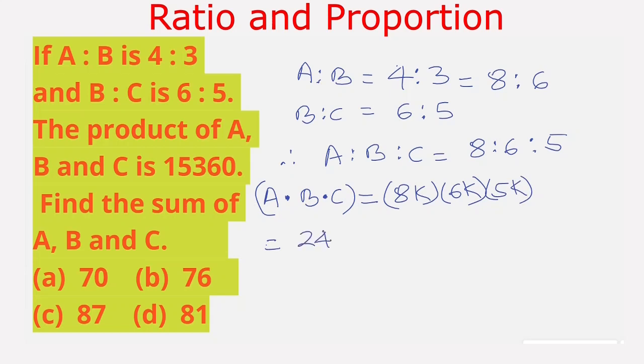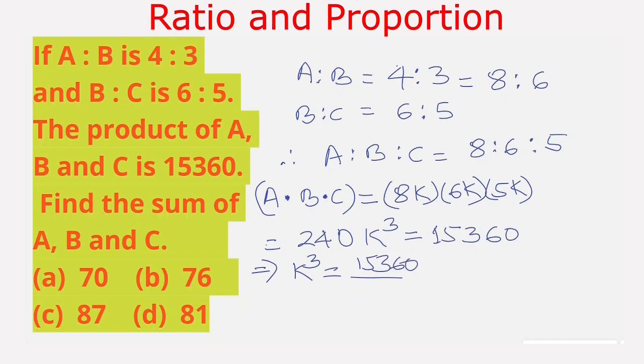So this is 240 K cube and it is given to us is equal to 15,360, giving us K cube equal to 15,360 divided by 240. 0 of denominator cancels the 0 of numerator and 24 cancels 1536 for 64 times, giving K equal to 4. As K cube equal to 64, therefore K equal to 4.